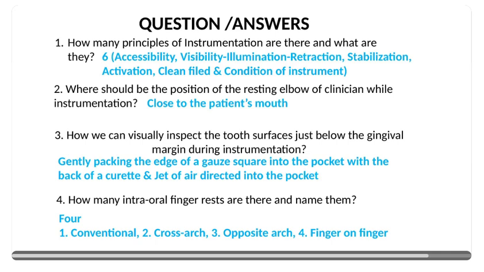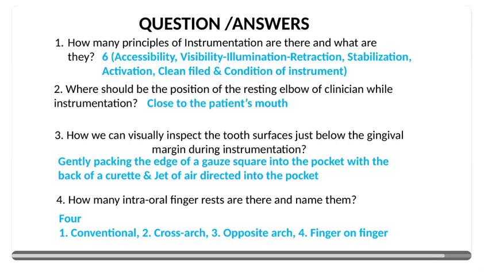Question 2. Where should be the position of the resting elbow of the clinician while instrumentation? Answer: close to the patient's mouth. Question 3. How can we visually inspect the tooth surfaces just below the gingival margin during instrumentation? Answer: by gently packing the edge of a gauze square into the pocket with the back of the curette and directing a jet of air into the pocket. This can help us to visualize the tooth surface below the gingival margin.